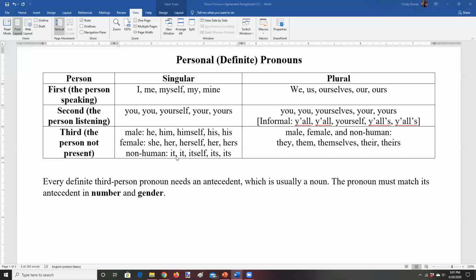And then for non-humans, be they animals or inanimate objects like a book or a car, we use it or the various forms of it. Again, I repeat it here because whether it is the subject or the direct object, we're going to use the same version of it. Similarly, in the genitive case, both forms of it are its. And by the way, there's no apostrophe in this version of it. So these are pretty straightforward, and my guess is you don't make mistakes in these areas.